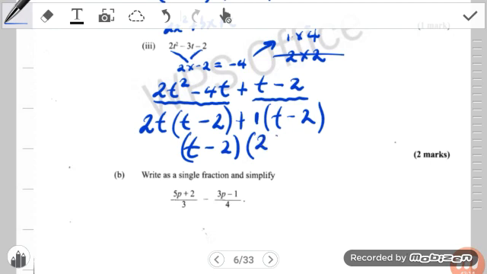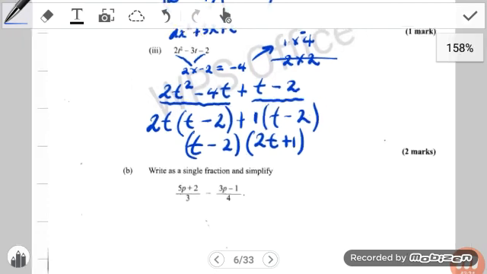Now a lot of students will ask me when I'm teaching this on the board, sir, can I write the 2t plus 1 first and the 2t minus 1 after, or the t minus 2 after? No problem. The order in which you multiply does not change your result. Fundamental law of math, the commutative law. So however you put it, it does not matter.